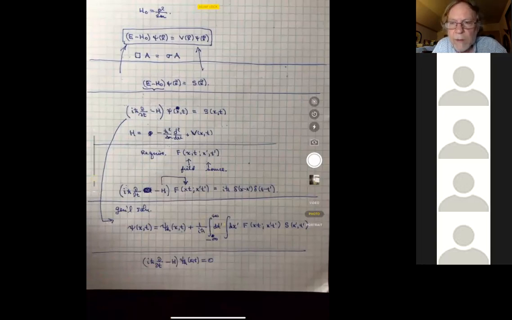Are there any questions? So just to be clear, we're doing all this because eventually we're going to say our source is the potential times the wave function. That's right. Okay. That's right. Yep, that's where we're going.